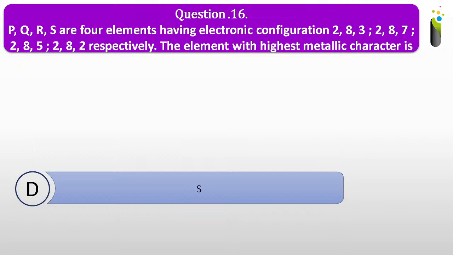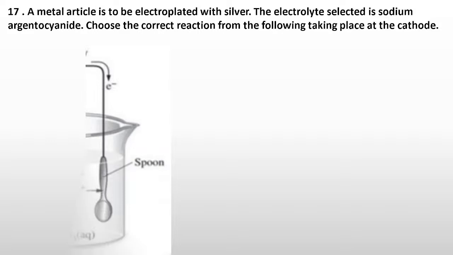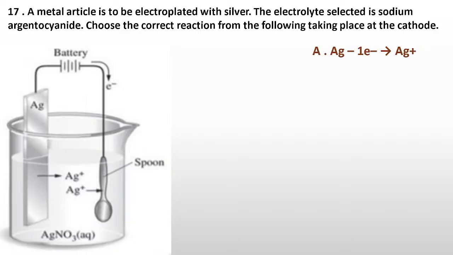And the correct answer for question number 16 is D, that is S. Going ahead with question number 17, a metal article is to be electroplated with silver. The electrolyte selected is sodium argentocyanide. Choose the correct state reaction from the following taking place at the cathode. So this is the diagram you have to refer to.